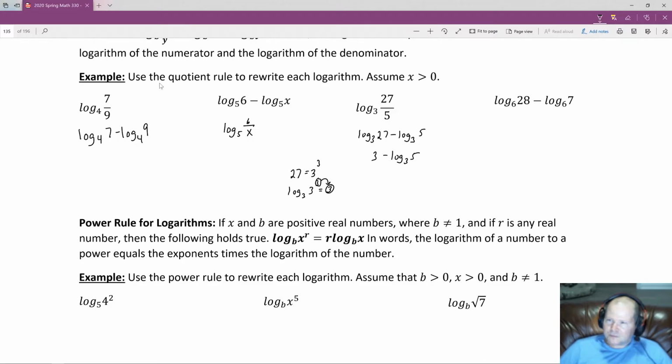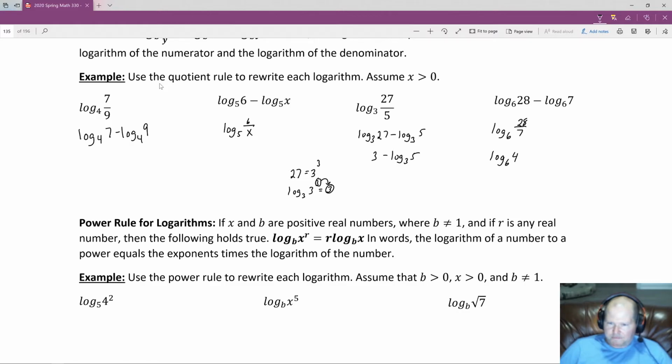Okay, let me move over here. So we have log base 6 of 28 minus log base 6 of 7. Because these both have the same bases, we can mush these together, right? So we can rewrite this as log base 6 of 28 over 7. Now in this case, 28 over 7 will reduce, right? Because 28 divided by 7 is simply what? 28 divided by 7 is 4.